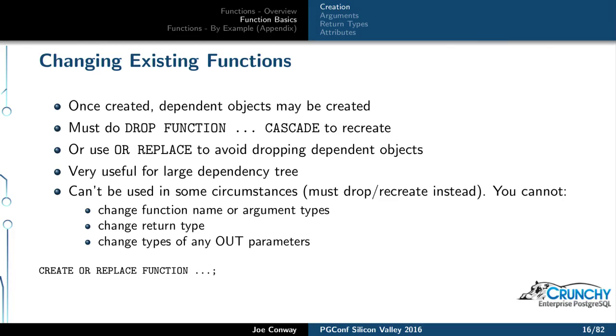You can't change the function name or the argument types. I'll get into that a little bit later, but essentially the name of the function and the argument types are what define this specific object to the system. That's how Postgres knows that I'm calling this function versus that function. You can't change the return type, and you can't change any of the out parameters, and out parameters essentially are the same as defining your return type. So those are essentially the same thing. So you would just say create or replace function instead of create function, and for quite a bit of what you would want to do in terms of changing a function, that just works.